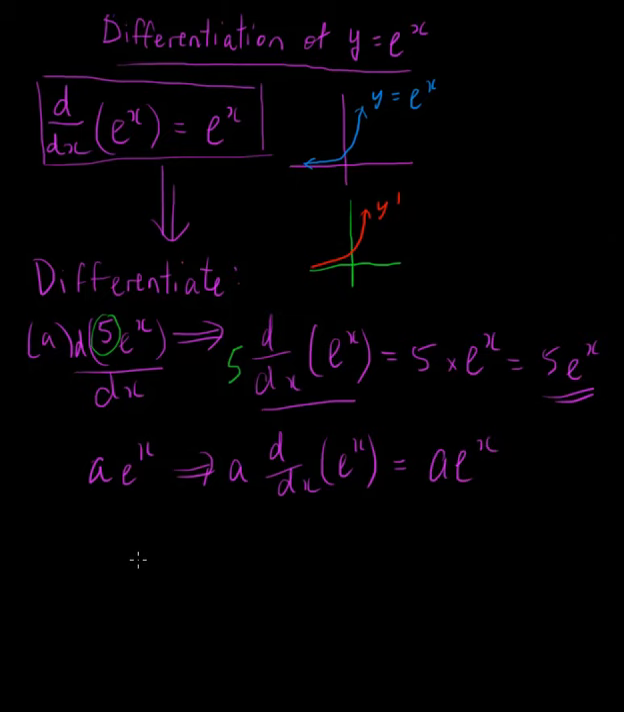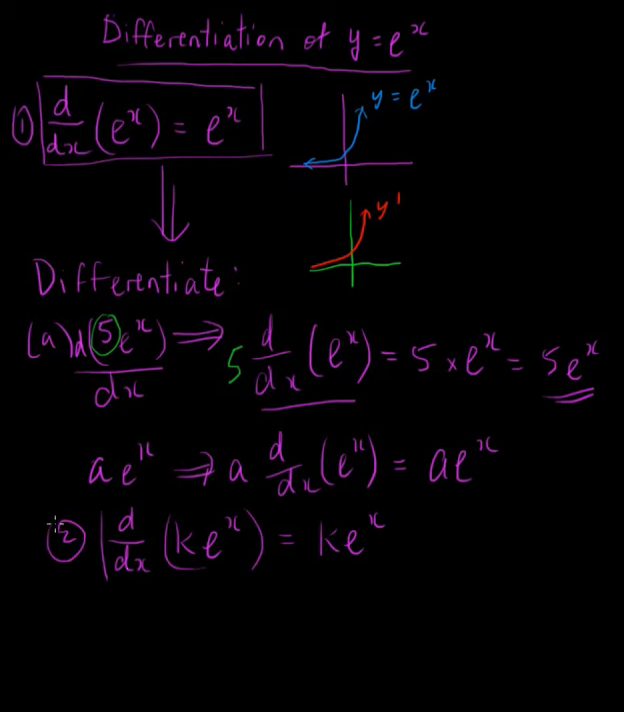So in short, the first formula, the fundamental formula for differentiation of e to the power of x, allows us to do differentiation with any constant multiplier. So the differentiation of k e to the power of x is equal to k e to the power of x. All right, so this is the original formula you should know. It leads to the second formula, this one here.